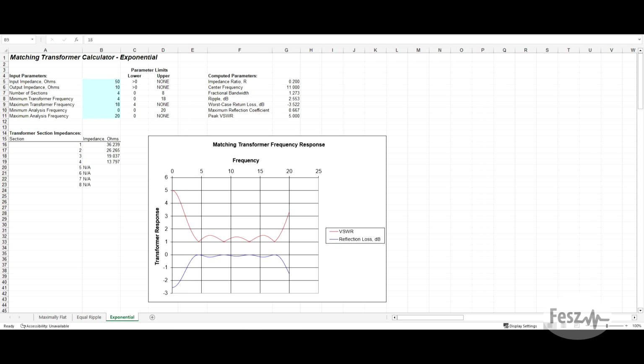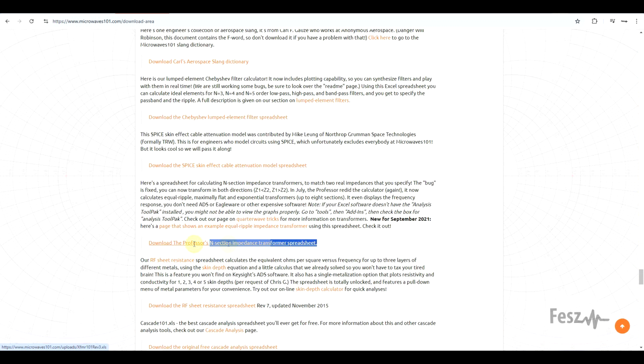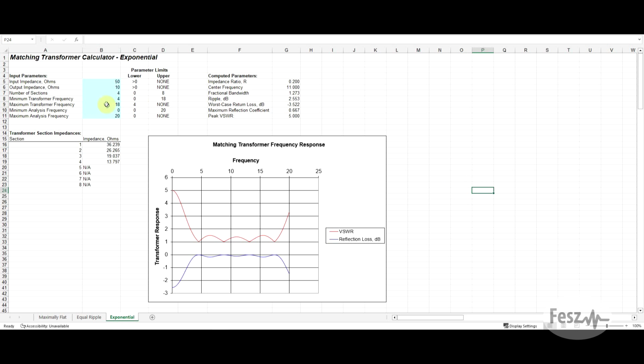Now, in all fairness, I did not calculate the section impedances by hand, but rather I used this worksheet, which is also present on the Microwaves website in the download section. With this tool, you define the exact end impedances, the number of sections that you want to use, and the rest of the fields relate to the display. This tool can be used to calculate the necessary impedances for your transformer for up to 8 sections.